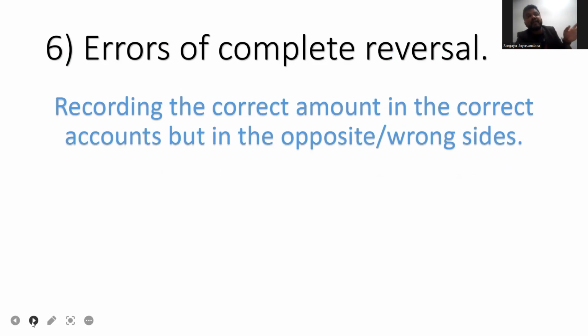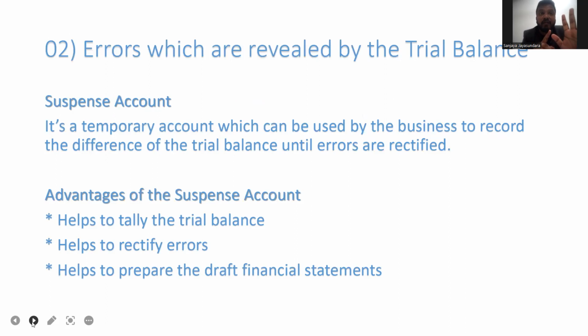When we rectify these errors, we don't need a suspense account because these errors are not revealed by the trial balance. Due to these errors, there will be no difference in the trial balance. So when we rectify them, we don't need the temporary account, suspense. But due to some other errors, like omission of one entry, recording two different amounts, recording the double entry on the same side, errors in balancing of the ledger account, or errors in the trial balance, there will be a difference in the trial balance. That difference we transfer to a temporary account until errors are corrected.